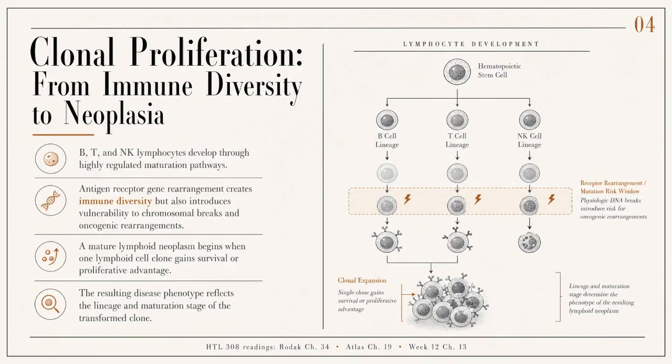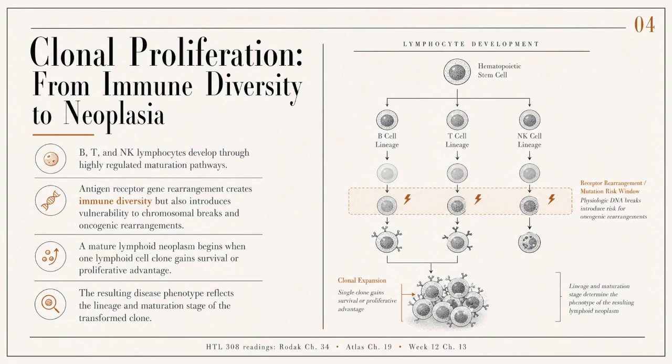Similarly, mantle cell lymphoma is driven by the t(11;14)(q13;q32) translocation, which dysregulates cyclin D1 and promotes abnormal cell cycle progression. Understanding these molecular events is crucial because the phenotype of the resulting neoplasm reflects both the lineage, whether B cell, T cell, or NK cell, and the stage of maturation at which transformation occurred. This biological diversity explains why mature lymphoid neoplasms exhibit such heterogeneity in morphology and clinical behavior. Consequently, morphology alone is insufficient for definitive diagnosis.